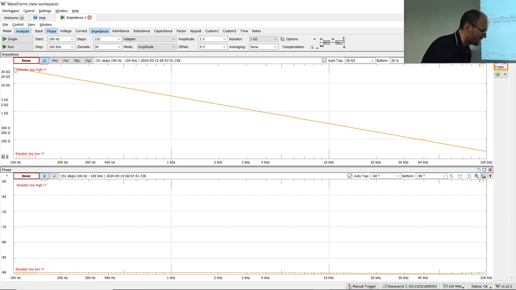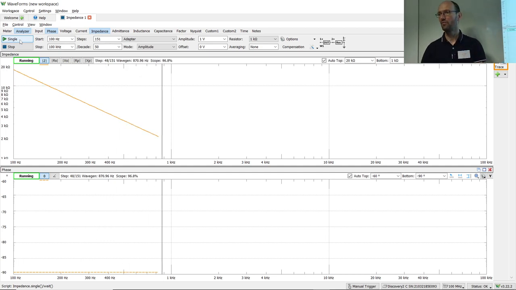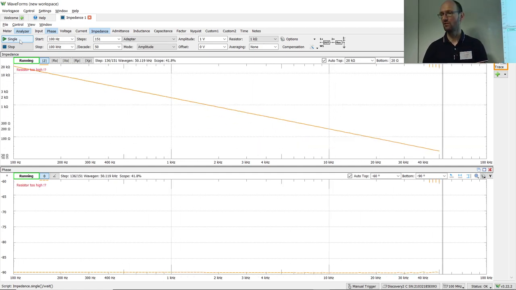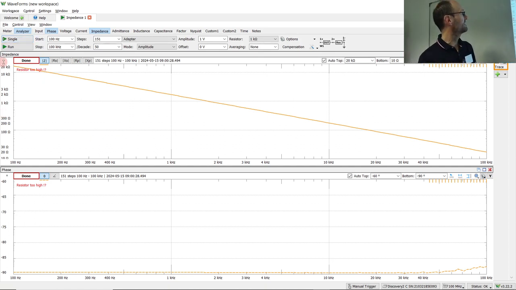So here you can see we start with something like 30, 40 kilo ohms. If I hit start again, now we have something like 15, 20, somewhere in this range. Okay, and we can see that the impedance really behaves like this, that here we have, let's say, 20 kilo ohm. And we have 100 hertz.